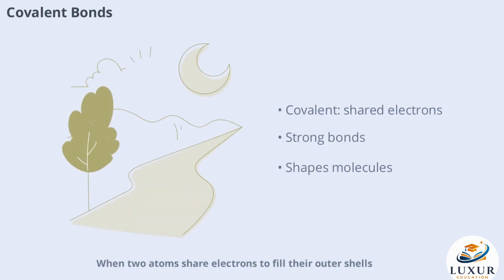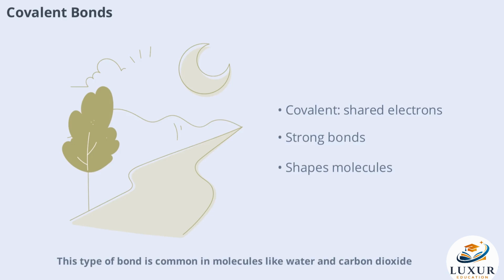When 2 atoms share electrons to fill their outer shells, they form a covalent bond. This type of bond is common in molecules like water and carbon dioxide. The shared electrons are attracted to both nuclei, holding the atoms together. Covalent bonds can be single, double, or triple depending on how many pairs of electrons are shared. These bonds are strong and give molecules their shape and stability.